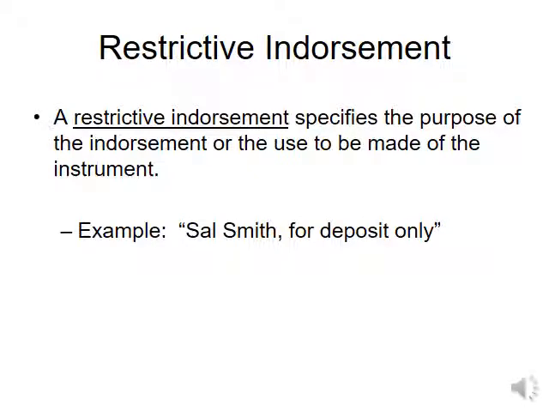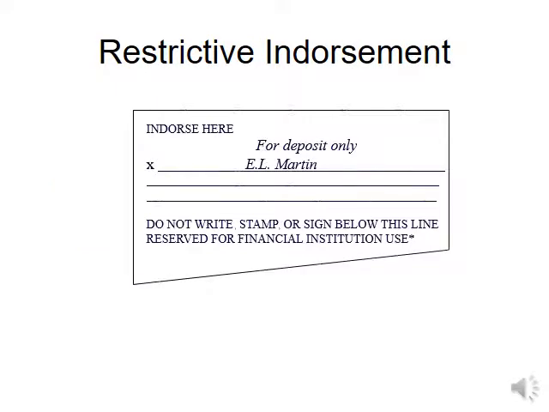A restrictive endorsement specifies the purpose of the endorsement or the use to be made of the instrument. So if it says Sal Smith for deposit only, that means the only thing that can be done here is this instrument can be deposited. That's the only thing that can be done. Restrictive endorsement here for deposit only, signed E.L. Martin. So this is a blank restrictive endorsement because you only have E.L. Martin's signature.